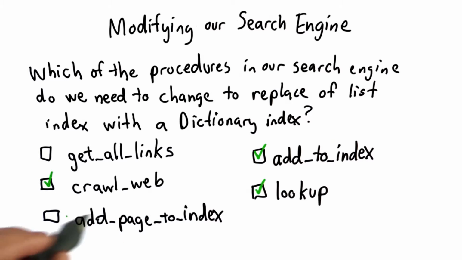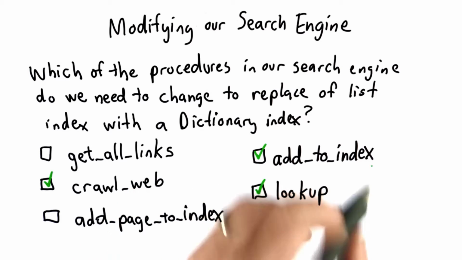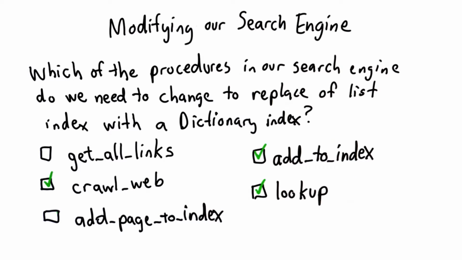We don't need to change add page to index. This is a little more surprising since it depends on the index, but because of the way we wrote add page to index, it calls add to index. So it doesn't depend how we actually represent the index. It's going to go through all the words, add them to the index by calling add to index. So we don't actually need to change that code. We do need to change the other 2.